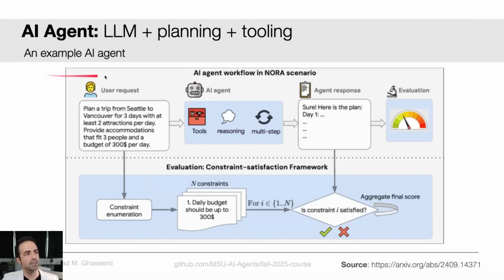Here's a concrete example of an actual AI agent that was reported in a paper that you see down here. In this case, a user wants to plan a trip, and they've listed some constraints in the trip that they want to plan. So one of the constraints is where they want to go. They want to go to Seattle. From Seattle to Vancouver. They want to go for 3 days. They want to visit at least 2 attractions per day, and they want accommodation for 3 people with a budget of $300. So that's very specific. There's a whole lot of constraints in there.